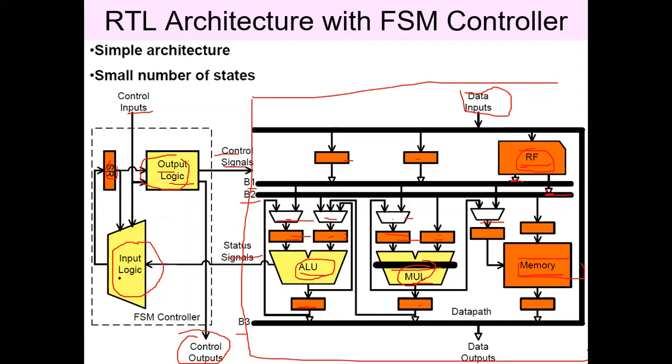In the case of an FSM controller, you will have an input logic and an output logic. Input logic decides what the next state is. That will be computed using logic gates. We generate the gate level representation of the input logic, and based on the current state as well as the status signal, it decides what the next state is. That is stored back in the state register, and then depending on the current state, it generates control signals. That is the output logic.